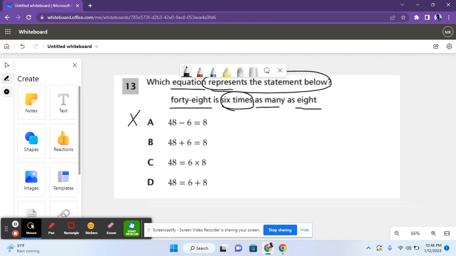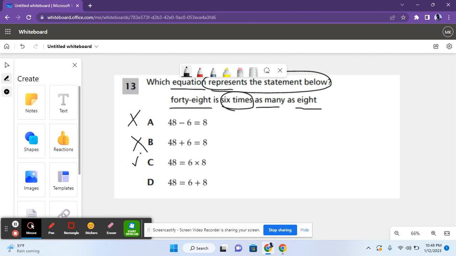For B, it says 48 plus 6 equals 8. We're not adding anything either. We are just multiplying or dividing. Plus 48 plus 6 is not 8. So B is not a correct answer either. For C, it says 48 equals 6 times 8. Yeah, it says 48 is 6 times as many as 8. 6 times as many as 8. And this equation is correct, so C is a possible answer.